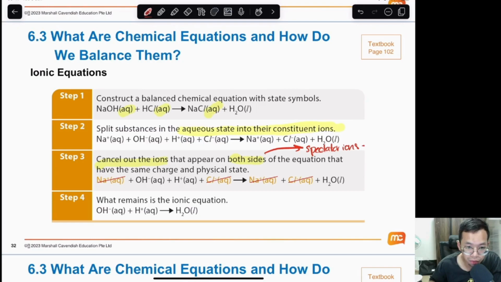They react together to form water, which is simplified as this here. Which is OH minus plus H plus gives you water. Take note, all of these are spectator ions. Spectator ions. They're just watching.